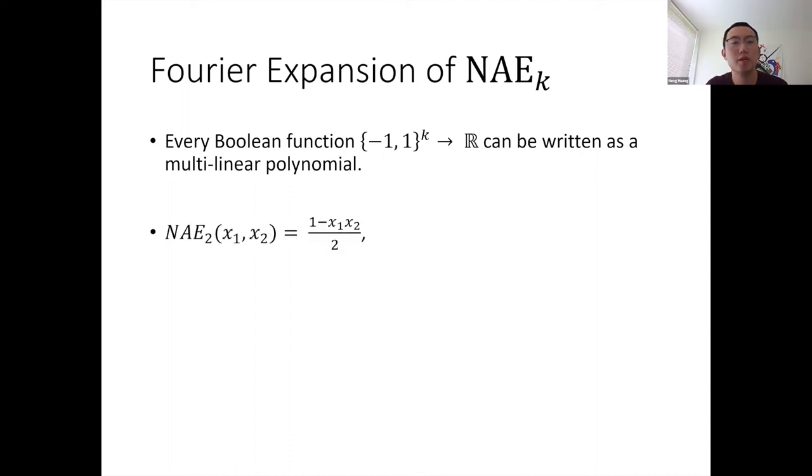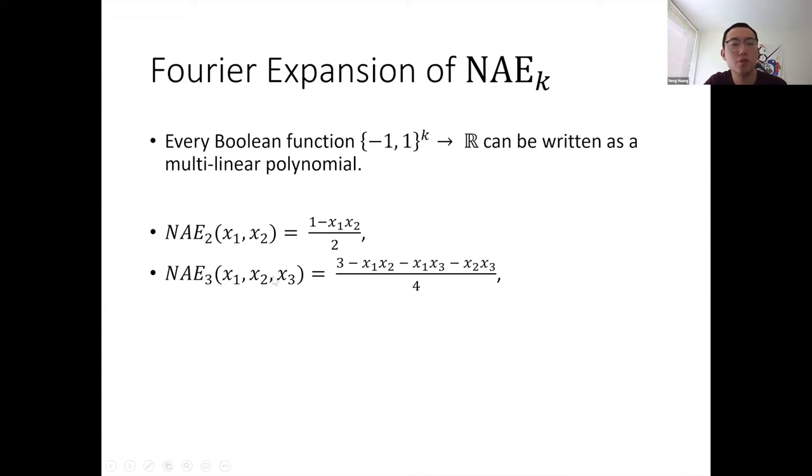For example, NAE2 of x1, x2 is equal to (1 minus x1 times x2) over 2. So this is the same as max cut. And NAE3 is equal to (3 minus x1x2 minus x1x3 minus x2x3), all divided by 4. And you can verify this very easily.